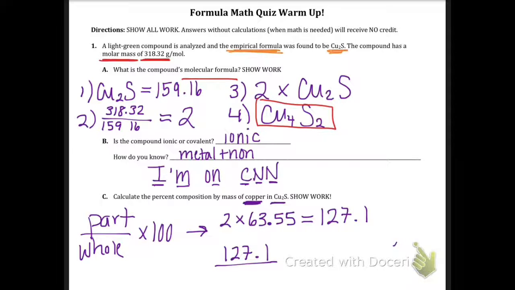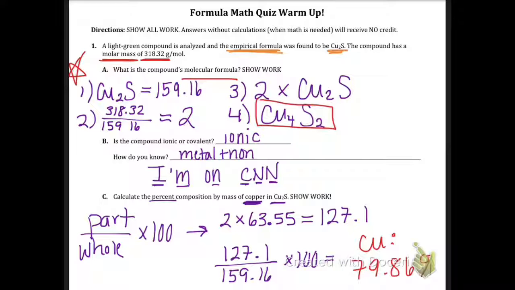Now we already calculated the mass of Cu2S up here at the top, right here. But you can calculate again if you don't trust yourself. So total mass was 159.16. Now it's a percent, so we need to always multiply by 100. So go ahead and hopefully you already calculated on your calculator and you got the answer that copper has a percent composition of 79.86%.